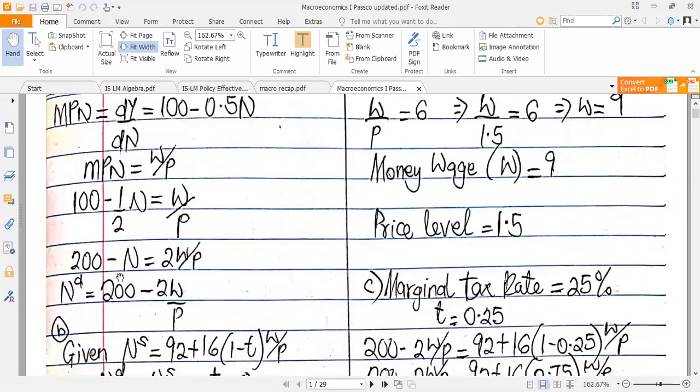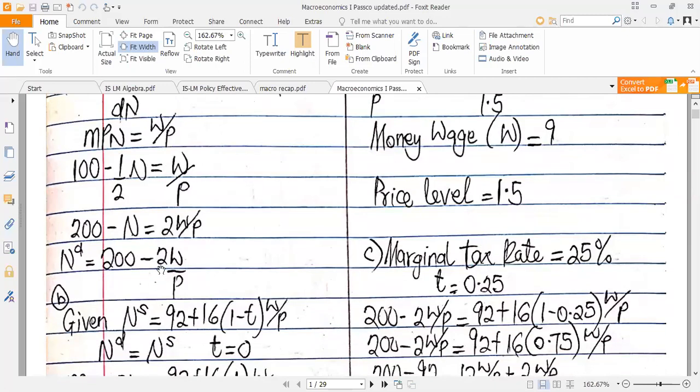Okay, so that is what he did here. Equate 100 minus half n to W over P. Then do your cross multiplication and make n the subject. So labor demand is 200 minus 2W over P. See the negative sign, which shows the inverse relationship between the ND and the W over P.